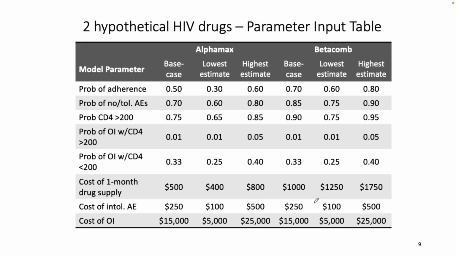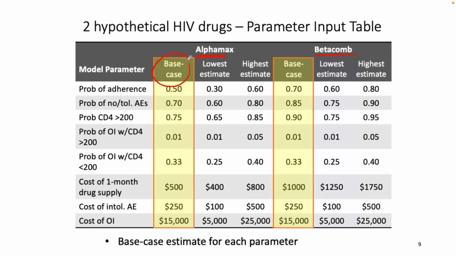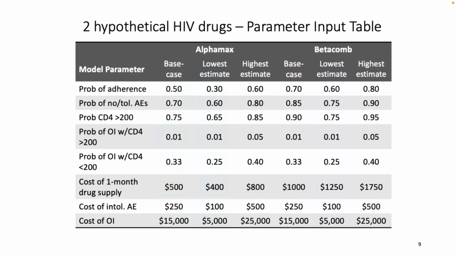So let's go back to our HIV example that we used last week. This is the hypothetical analysis of these two made-up drugs, Alphamax and Betacom. And here what this table is showing us is the parameters that we use in our model. So we have the base case, or actually I think I highlighted them. Yep. So let's do it like this. So we have our two drugs, Alphamax and Betacom.